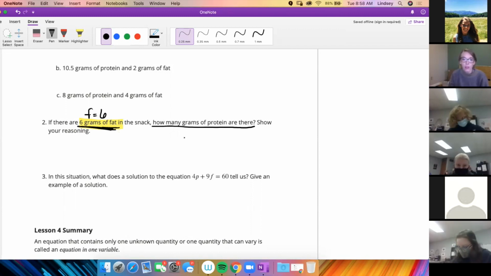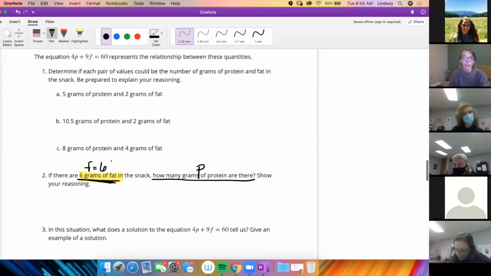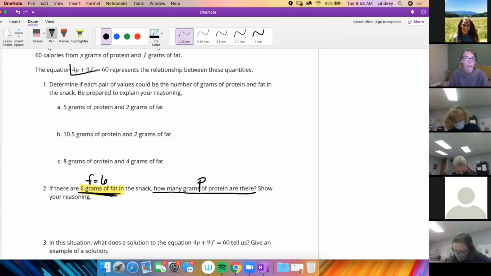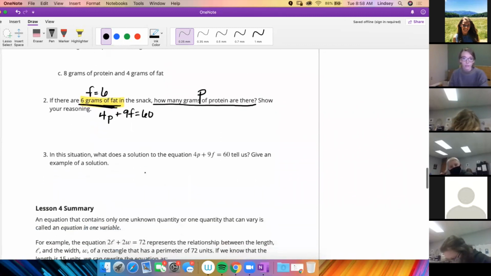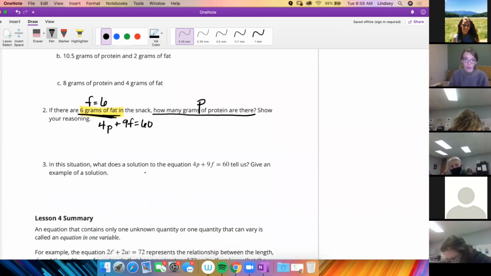Do we know what protein equals? No, so what are we going to use in place of protein? P. Okay, so let's go back to our equation that they gave us earlier. Sorry, it deleted everything for some reason, but y'all should all still have it. So we have 4P plus 9F equals 60. Let's rewrite it with what we know.